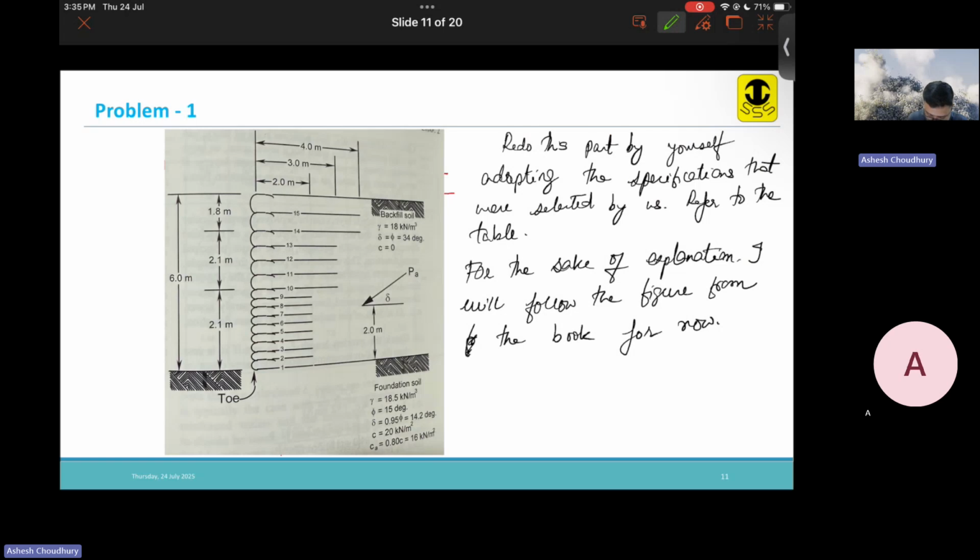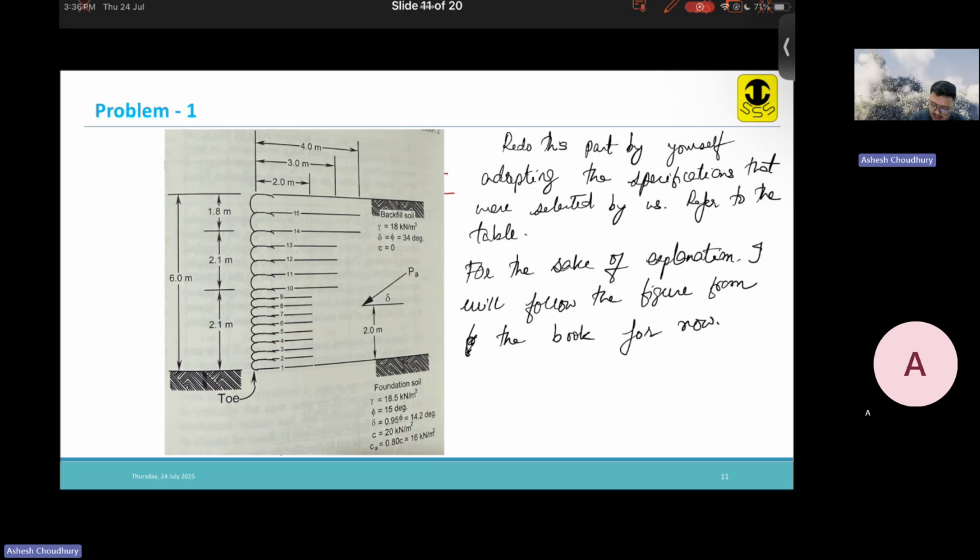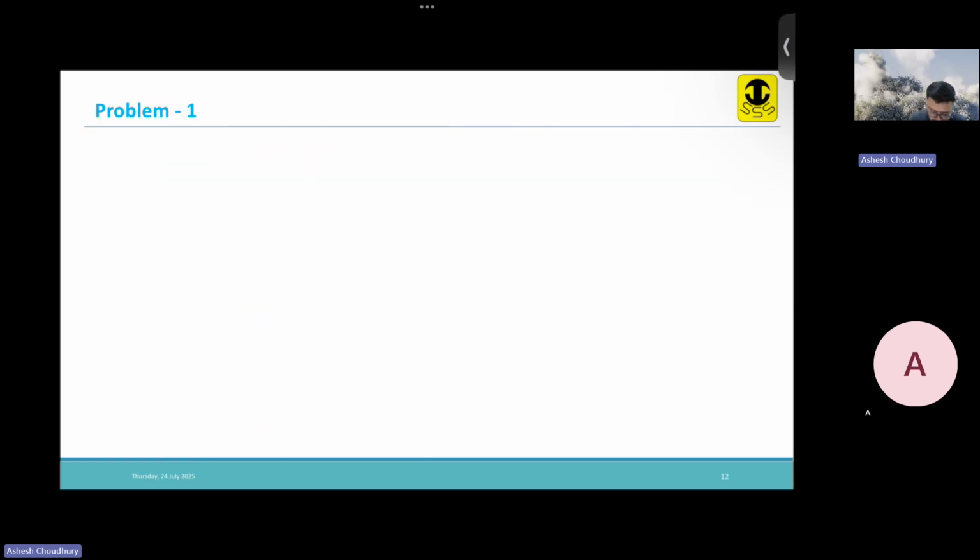And the backfill properties are given here. So now let us do. Now, the main step that we have to do is what? We need to do the external stability analysis. So let us do that. We want to do the external stability analysis. So first we find the Ka.